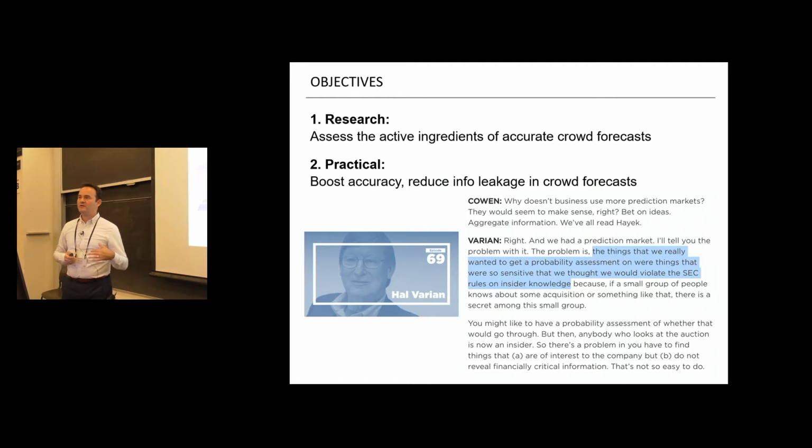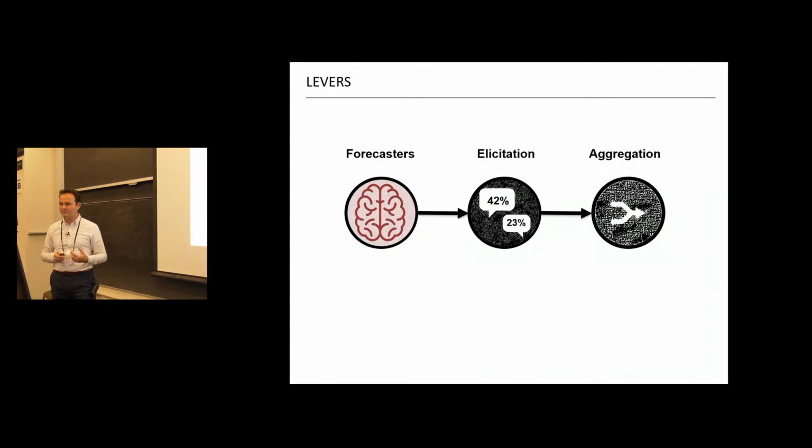So we want forecasting systems that produce accurate forecasts, but also don't produce information leakage that might get you in trouble, either with the SEC or just by sharing more information than you wanted to share as the information aggregator. So we have two ways of doing it. One is to look at the elicitation and aggregation structure, mostly the elicitation, how much feedback the system or software provides.